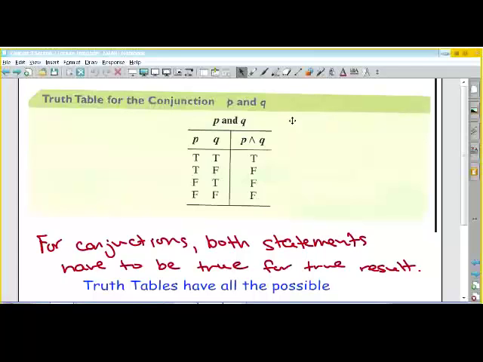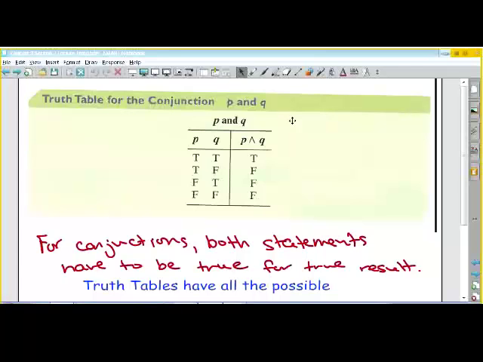So for conjunctions, conjunctions are when you have the word and. Both statements have to be true for a true result. I get to go to the movies. That's the result.